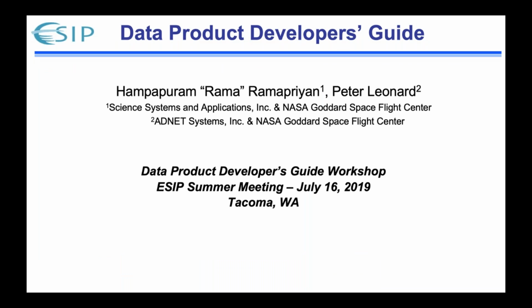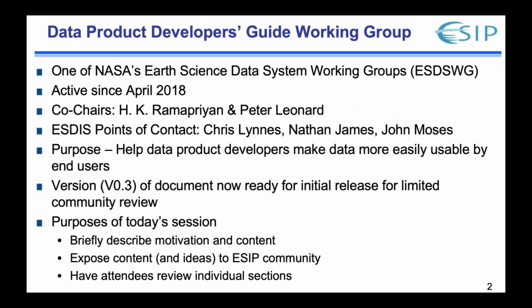If you don't know my name, let me mention it. My name is Ramapriyan, and myself and Peter Leonard are co-chairs of this working group. And I should mention why we are talking about this in the ESIP meeting rather than just within NASA. And so we are one of the Earth Science Data System working groups.